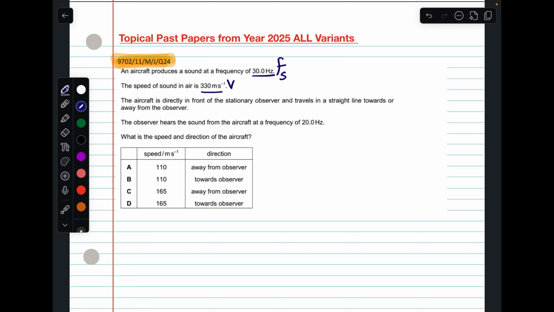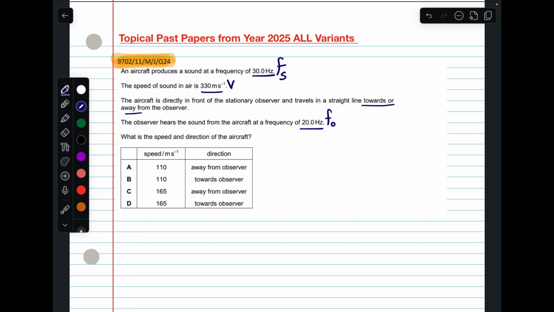This is represented by V. The aircraft is directly in front of a stationary observer and travels in a straight line towards or away. They are not giving us the information whether it is moving towards or away. The observer hears the sound from the aircraft at this, so this is the observed frequency.